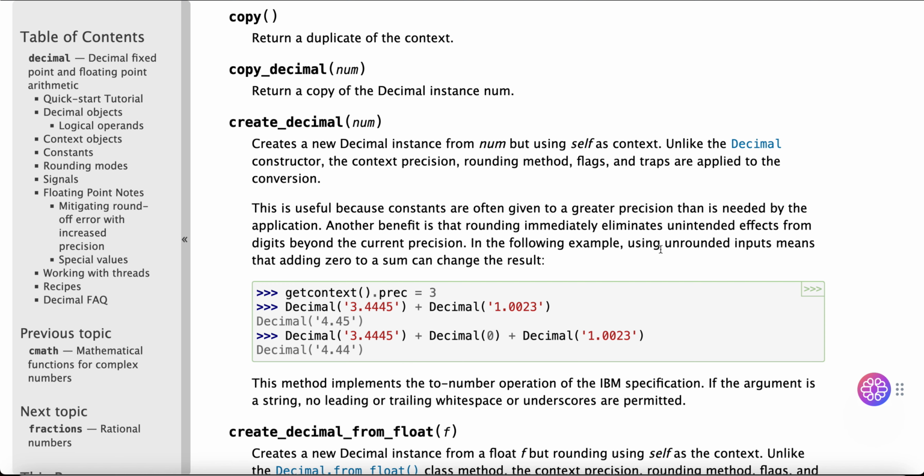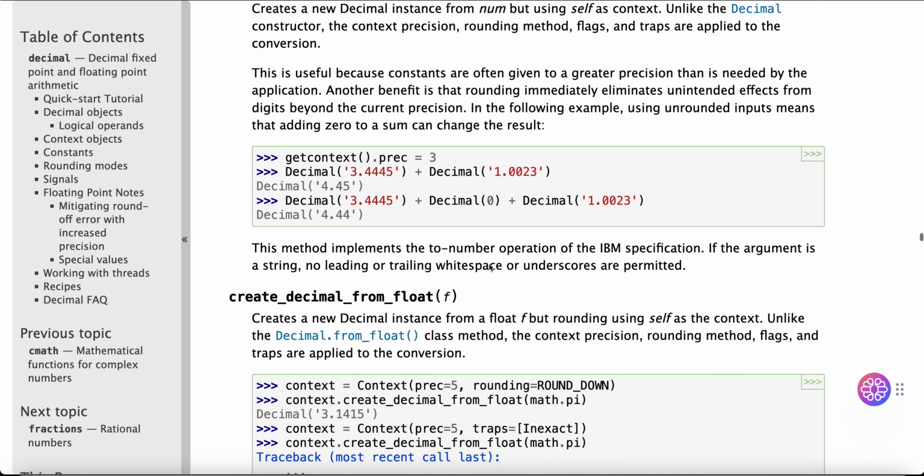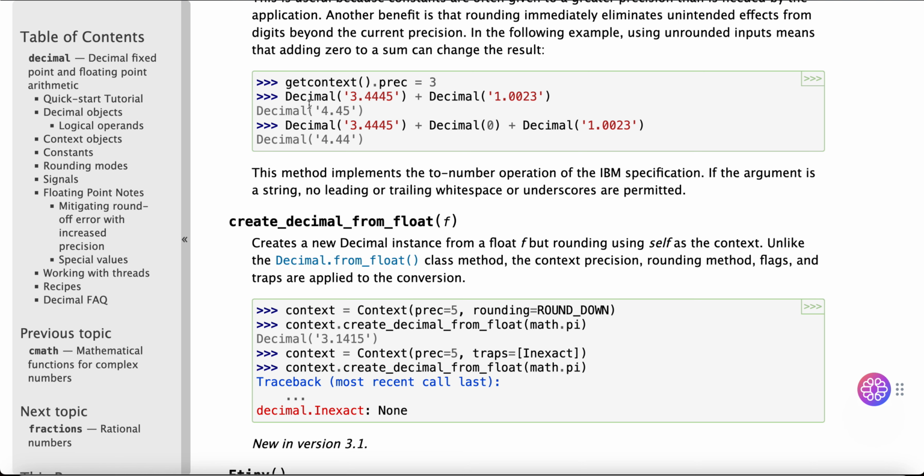In the following example, using unrounded inputs means that adding 0 to a sum can change the result. getcontext().prec = 3; Decimal('3.4445') + Decimal('1.0023') gives Decimal('4.45'), while Decimal('3.445') + Decimal(0) + Decimal('1.0023') gives a different result. This method implements the to-number operation of the IBM specification. If the argument is a string, no leading or trailing white space or underscores are permitted.